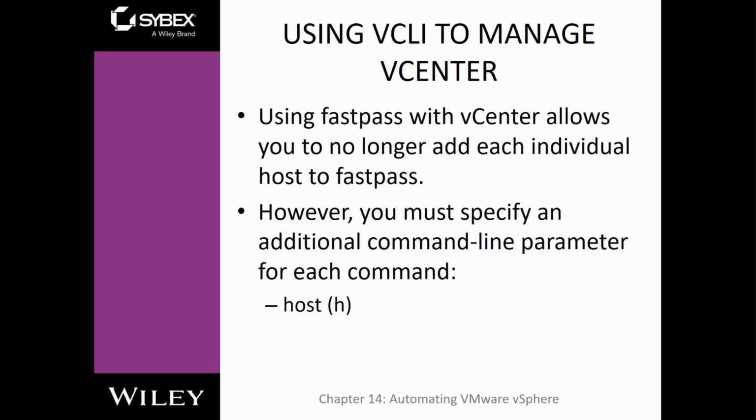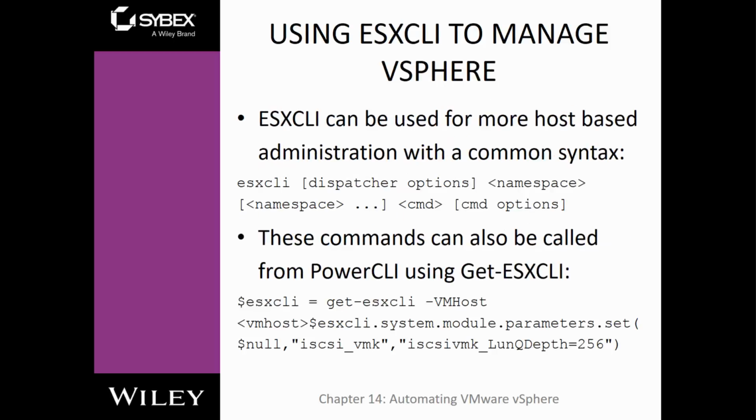So using our vCLI to manage our vCenter, through FastPass, vCenter allows you to no longer add each individual host to FastPass. You can specify the additional command line parameters though. You can add them not individually, but in groups. The ESX CLI is used for more host-based activities, whereas with PowerCLI you can do a little bit more.